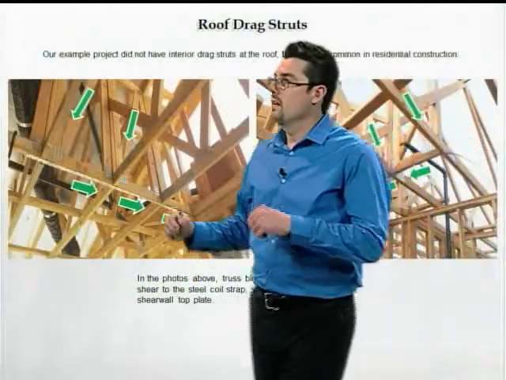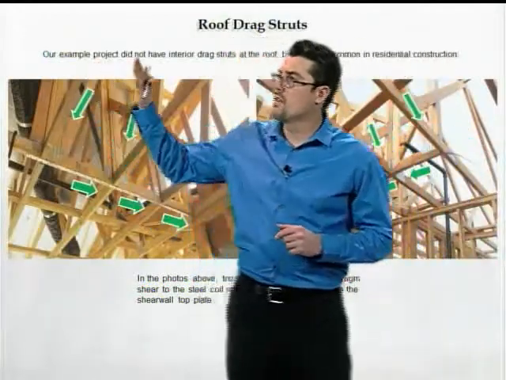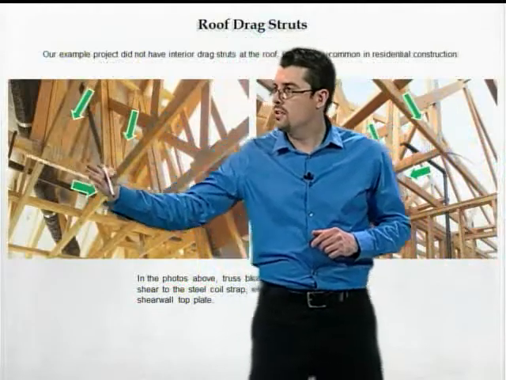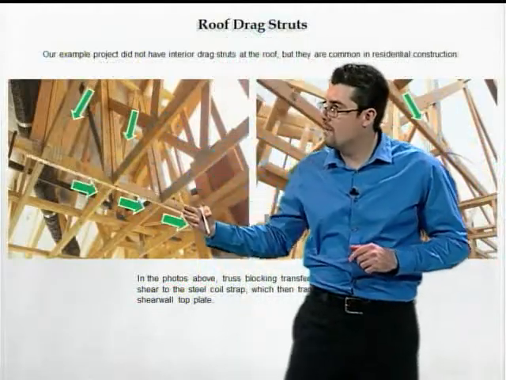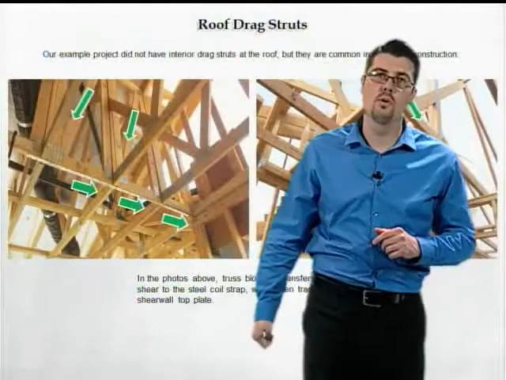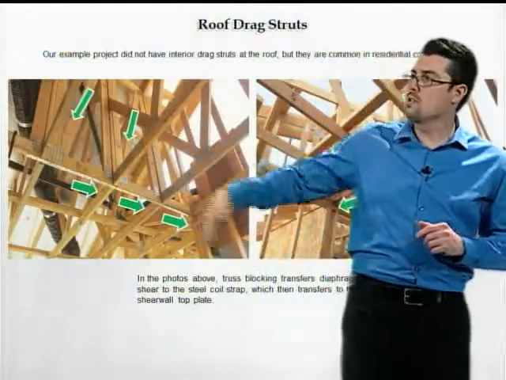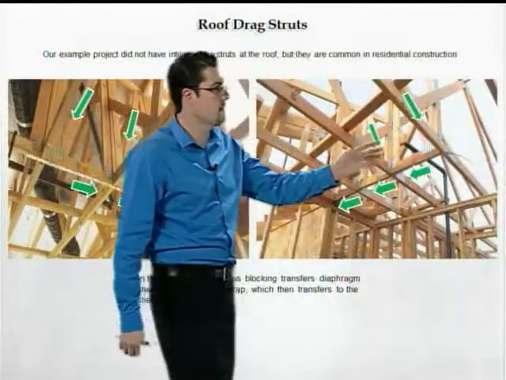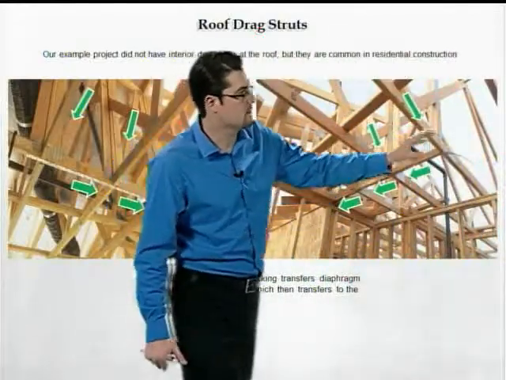So it's a structural chain. It's a load path. Force from the roof transfers down, gets collected in that metal strap, and then unloaded into the shear wall. All right. If any one of those components is missing, you don't have a chain. This is yet another example of the same thing.